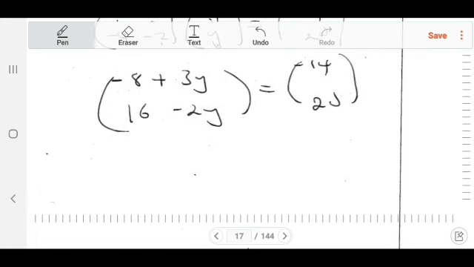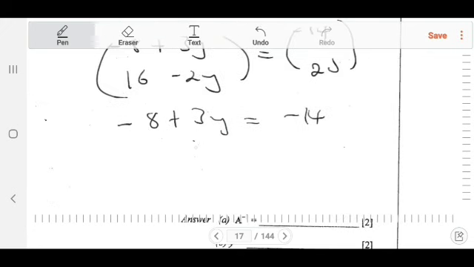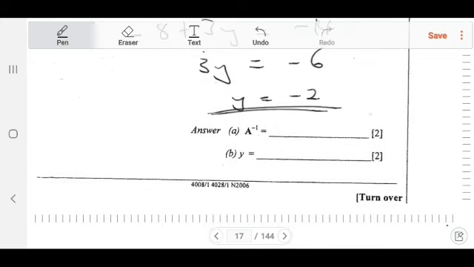Okay, so now we come and say what? We can equate here. Let's say -8 plus 3y equals to -14. So taking 8 to that side, we remain with 3y equals to -6. So y equals to -2. So this is our answer there.